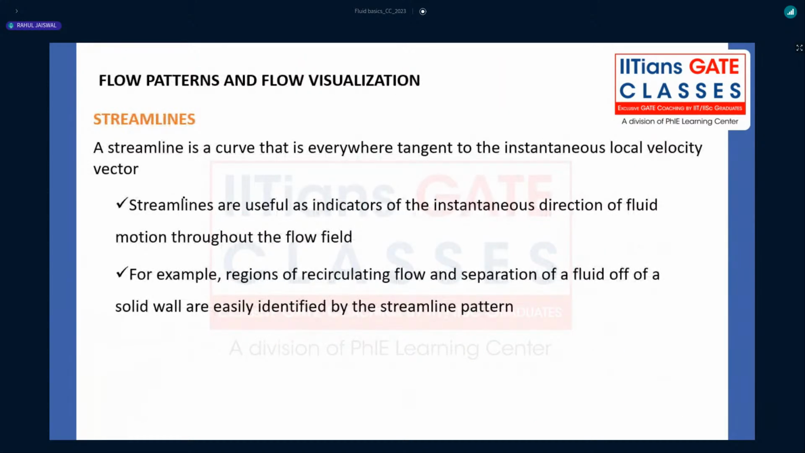Now, next thing we have to study is the flow patterns and flow visualizations. What do you understand by flow patterns or flow visualizations, or what do you mean by streamlines? Anybody know? Streamline, path line, streak line.